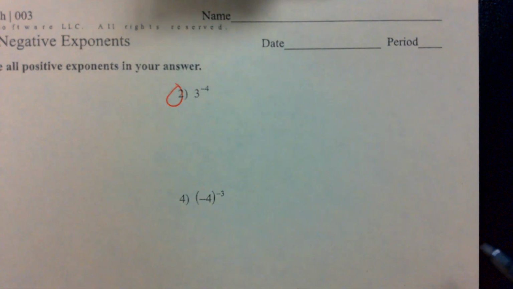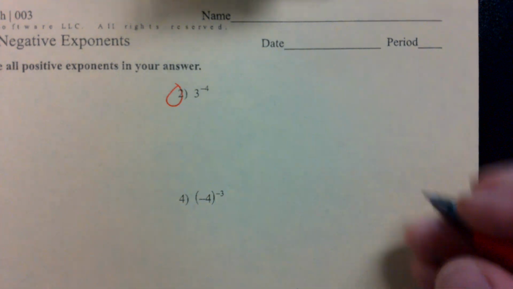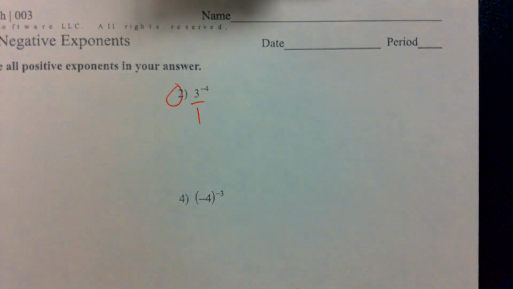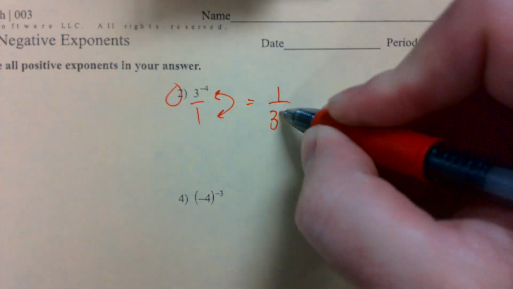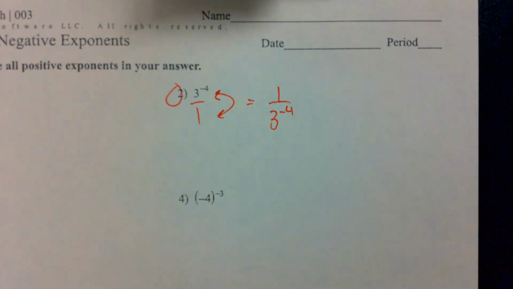So 3 over negative 4. My first step is going to be, again, to make it a fraction. So put that 3 over 1. Anytime you need to make it a fraction, you're going to put it over 1. You're not going to put it over 2 or 3 or 4. It's always going to be over 1. Now we're going to flip these around, giving us 1 over 3 to the negative 4.